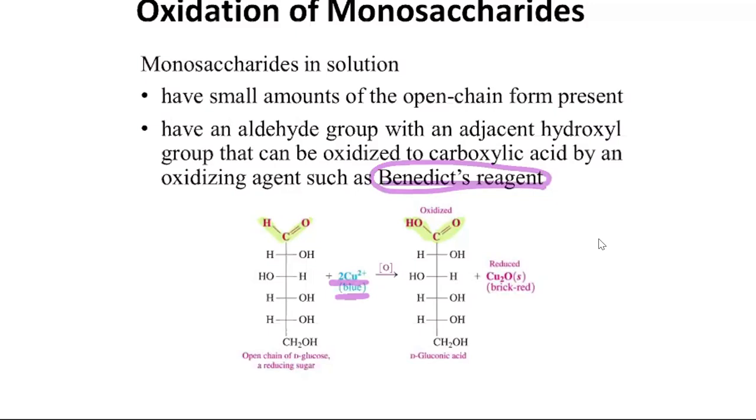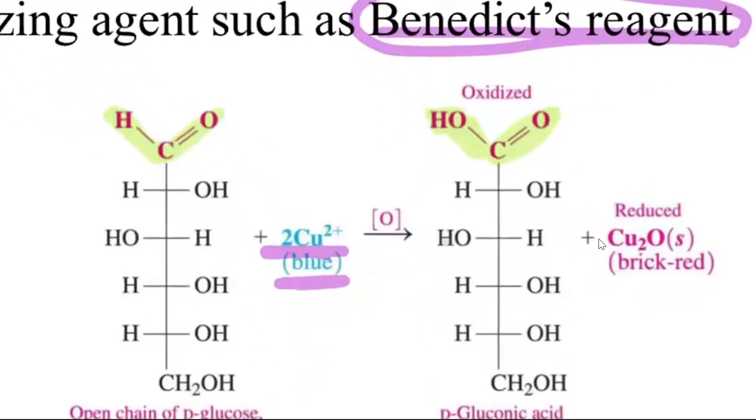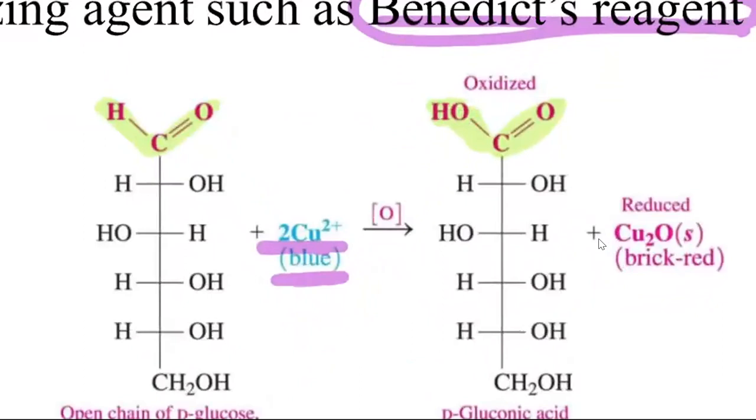Since the sugar itself got oxidized, that copper 2 is turned into copper 1. So this Cu2O is copper plus 1. Okay? When this happens, this copper 1 oxide that is produced actually has a distinct color. It is a brick red color.